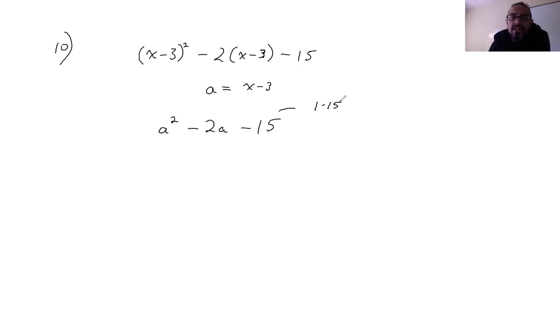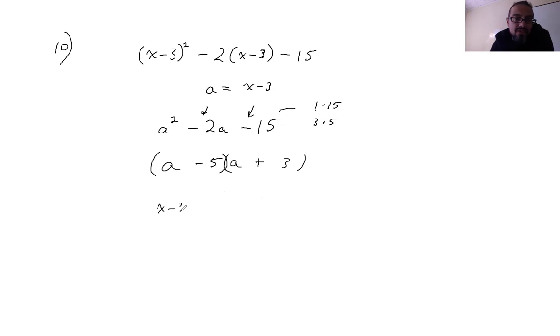I've got 1 times 15, I've got 3 times 5. Which numbers subtract to make 2? Definitely 5 and 3. So here I go. a, 5, and 3. And then I'll put negative 5a plus 3a, that's the negative 2a. But wait, a is not a. a is actually x minus 3. So now I'll put that x minus 3 back where a is.